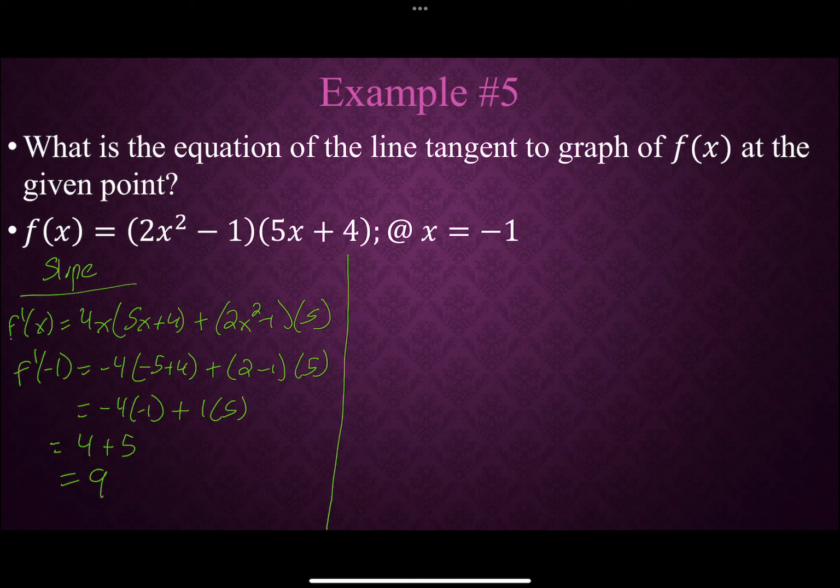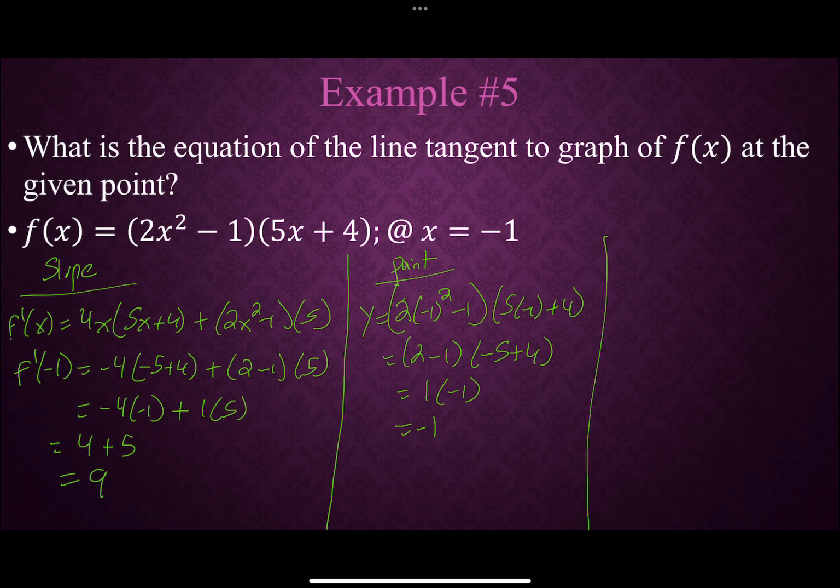They have not given us the y value, so we're going to find our point. So the y value would equal 2 times negative 1 squared minus 1, 5 times negative 1 plus 4. So we'd get 2 minus 1, negative 5 plus 4. 1 times negative 1, we get negative 1. So our equation is based off the slope of 9 and our coordinate point of negative 1, negative 1. So it'd be y plus 1, opposite sign always if it's point slope form, 9 times x plus 1. There's our equation in point slope form.